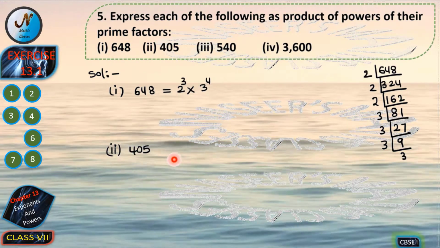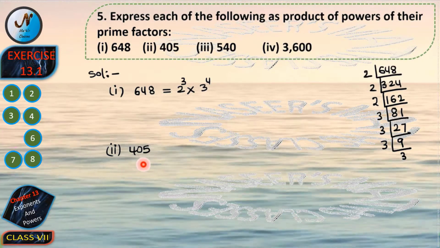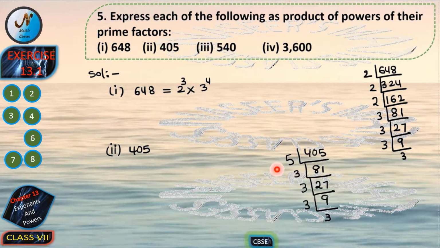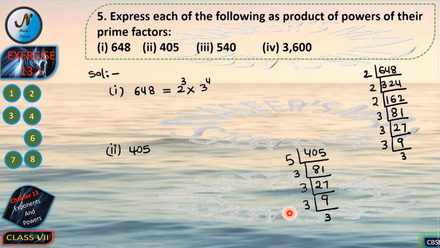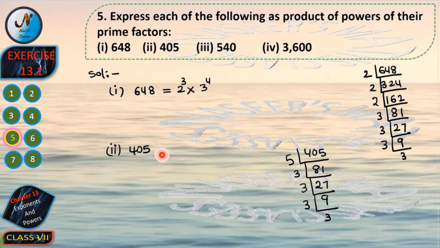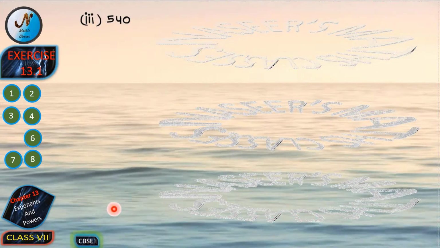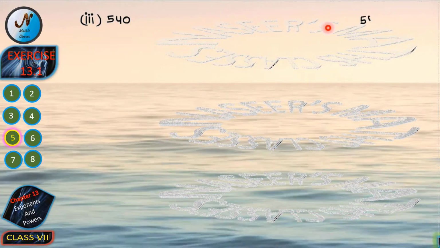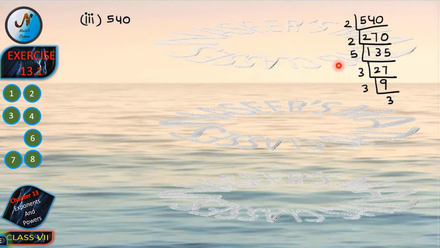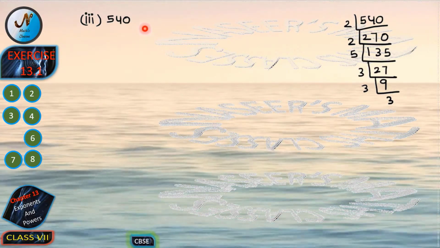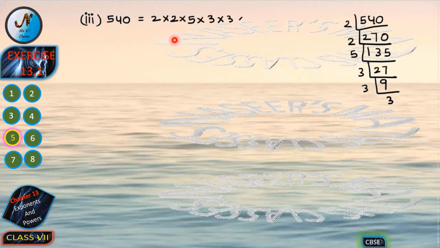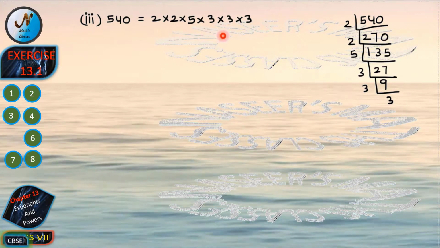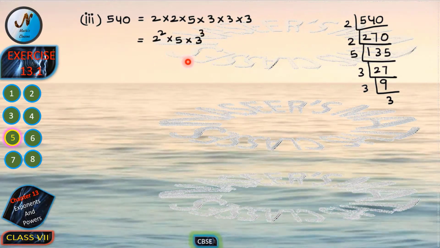Next, second one 405. To write it as a product of prime factors, we have to find the prime factors of 405. We get 1 5 and 4 3s as prime factors. So 405 is written as 5 into 3 power 4. Next, third one 540. To find the prime factors, we have to divide with the prime numbers. So we get 2 2s and 1 5 and 3 3s. So 540 is written as 2 into 2 into 5 into 3 into 3 into 3. So here 2 is 2 times, 5 is 1 time, 3 is 3 times. So it can be written as 2 square into 5 into 3 cube.